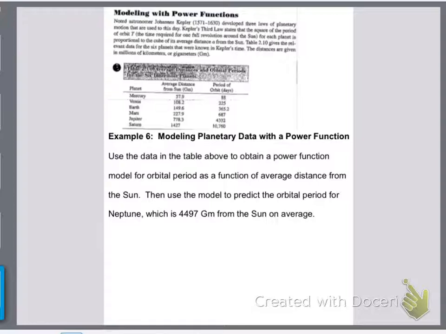Then they give you the table. Okay, the distances are given in millions of kilometers or gigameters, which is what the GM stands for. It says use the data in the table to obtain a power function model for orbital period as a function of average distance from the sun. Then use the model to predict the orbital period for Neptune, which is 4,497 gigameters from the sun on average. Okay, first things first. First thing you're going to do, stat.